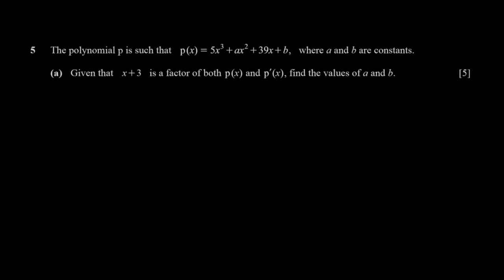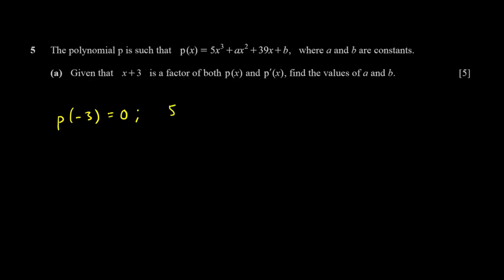Okay, so what are we going to do? Well, I think probably the first thing we want to do is substitute in negative 3 into this here. So I'm going to do that. So we know that p of negative 3 is going to equal 0. That's kind of the key fact.